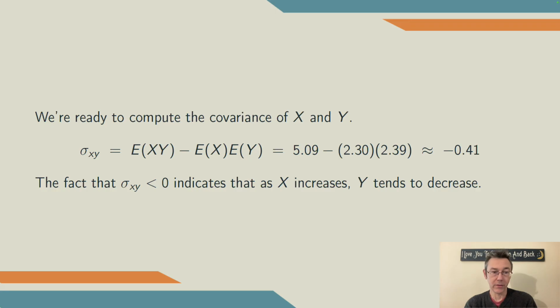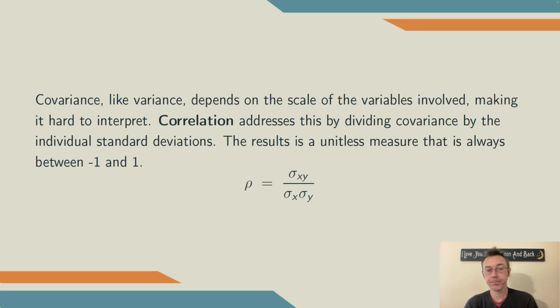We do the expected value of xy, 5.09, minus the expected value of x times the expected value of y, 2.30 times 2.39. We do out the arithmetic. We get negative 0.41. And the fact that this is negative indicates that as x increases, y tends to decrease, which I think is pretty intuitive when you look at the distribution that I wrote there. You can physically see that as x gets bigger, y tends to get smaller.